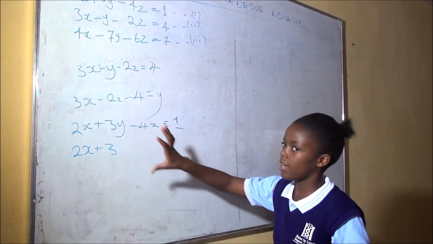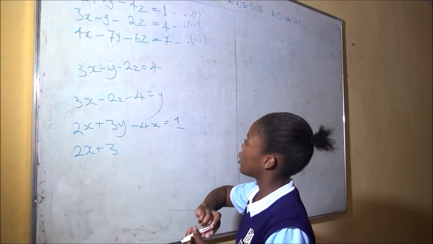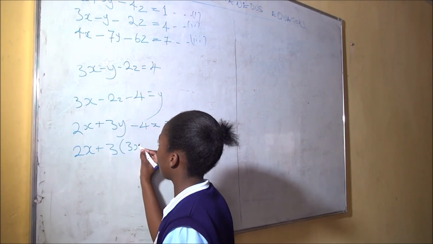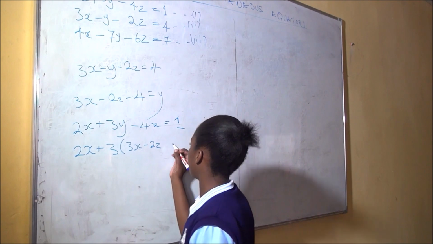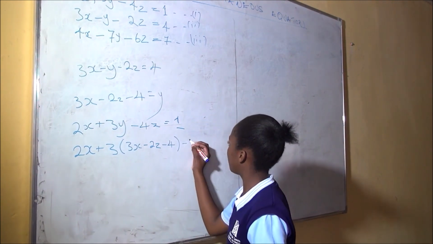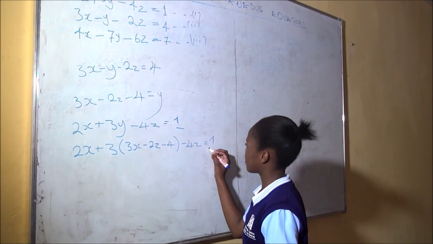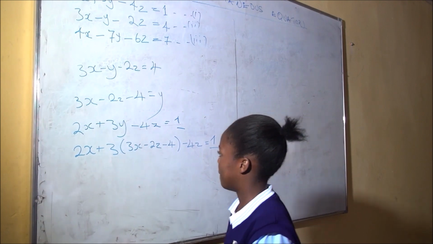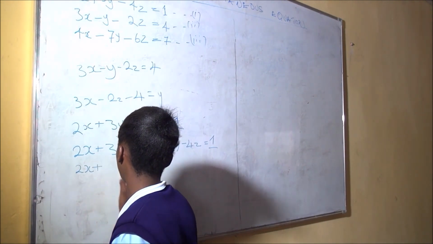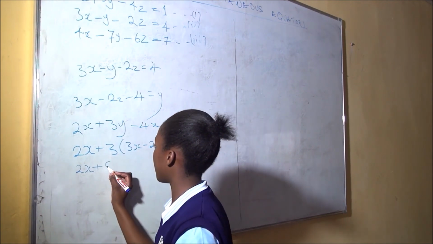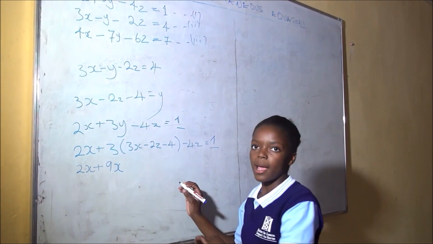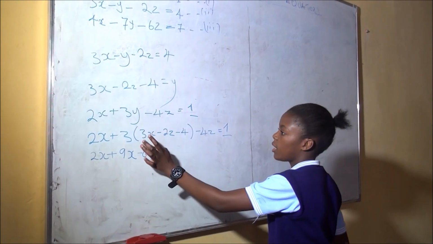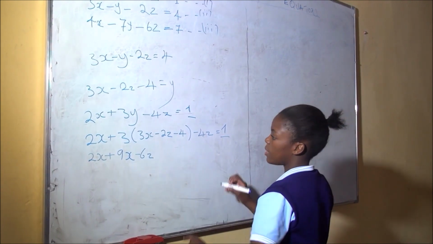So here I have my y and here I have my equation. So here I'm going to get this equation and place it where y was. After this, I'm going to multiply 3 with everything which is in the brackets. 3 times 3x, which is going to give me 9x. Then 3 times negative 2z, which is going to give me negative 6z. Then here I have 3 times negative 4, which is going to give me negative 12.